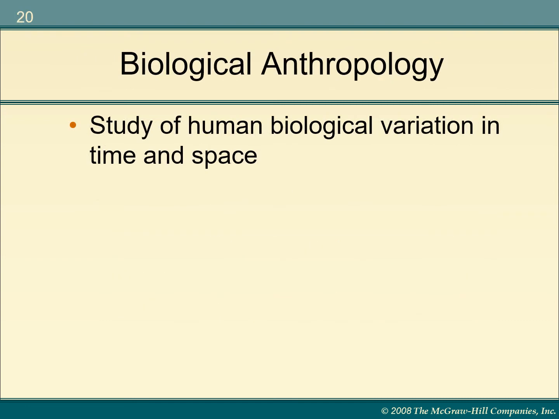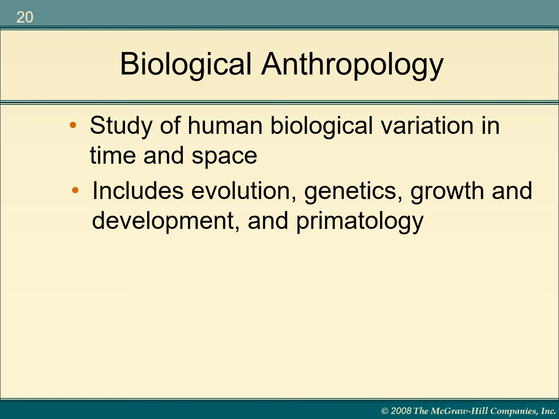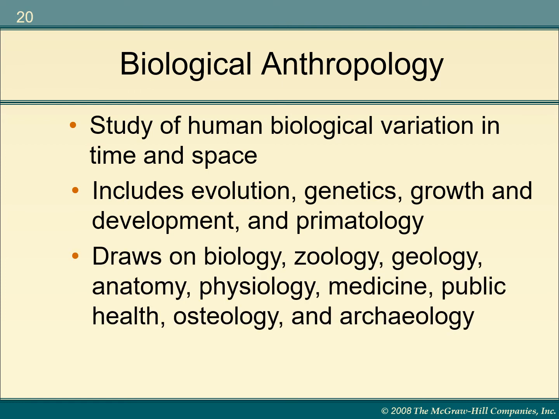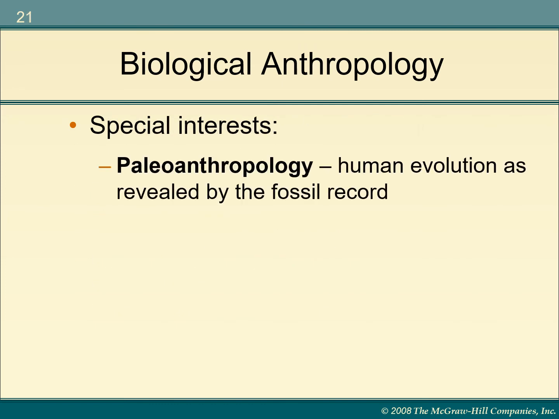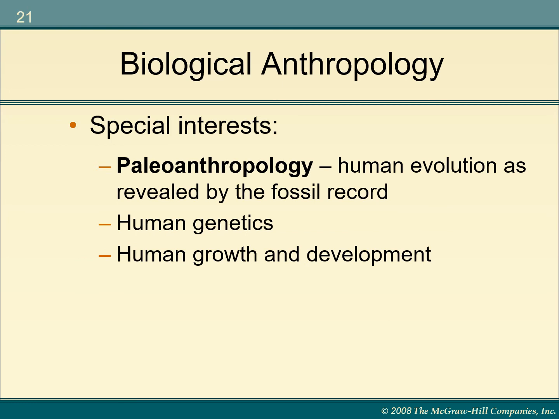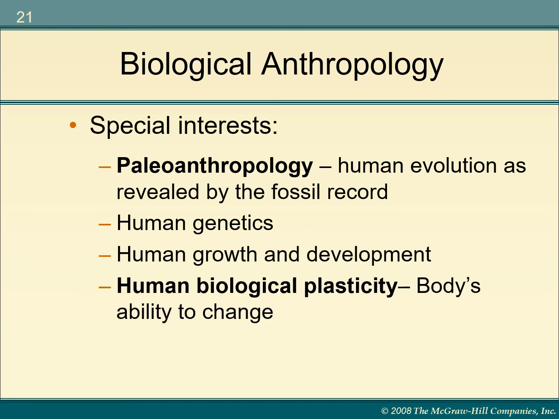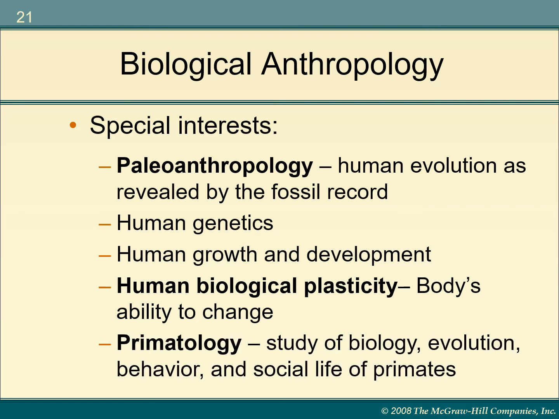Biological anthropology is the study of human biological variation in time and space. This includes evolution, genetics, growth and development, and primatology as well. This draws on biology, zoology, geology, anatomy, and more. And some special interests are paleoanthropology, human genetics, human growth and development, human biological plasticity, and primatology.